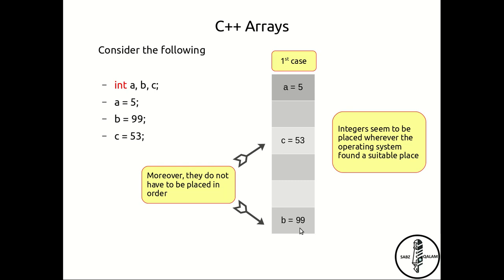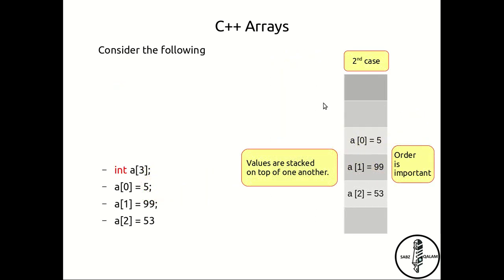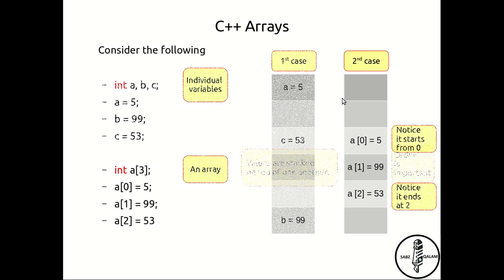Okay? If I consider now the second case, we see the values A0, A1 and A2 are stacked on top of one another, and the order is important. Remember, A0 is 5, A1 is 99, A2 is 53, and we see that they are placed in the same order, stacked on top of one another. Well, let's look at them together. These here are our individual variables, a, b, and c. Well, this here is the array.